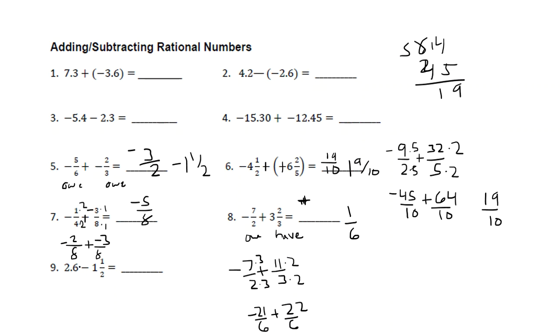And then the last one, 2.6 minus 1 1/2. So 1 1/2 as a decimal is 1.5. So you've either got to change them both to decimals or both to fractions. I think in this case, it's easier to just change them both to decimals. So 2.6 subtract 1.5 becomes 2.6 plus a negative 1.5, and now you really are just subtracting these two numbers.